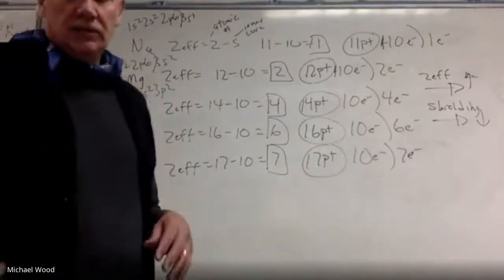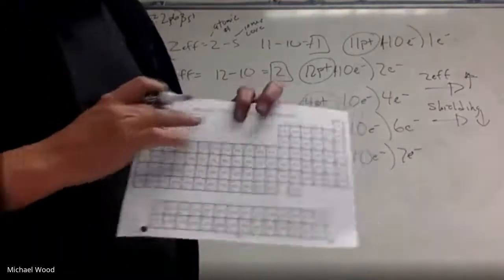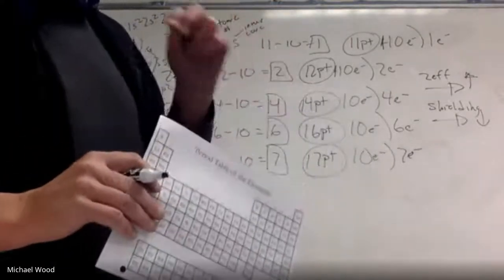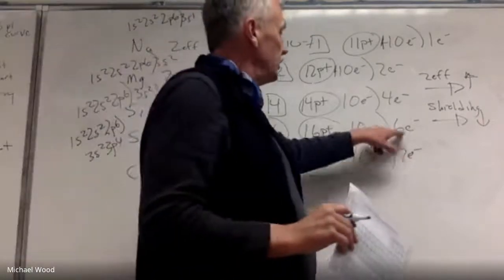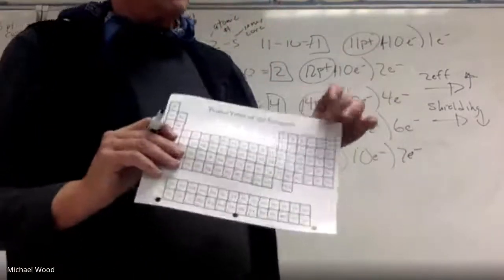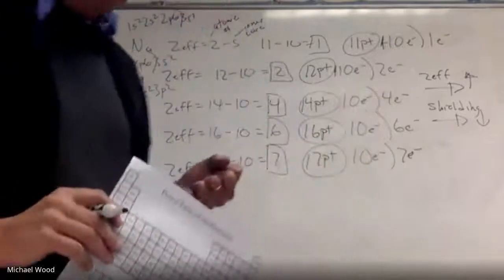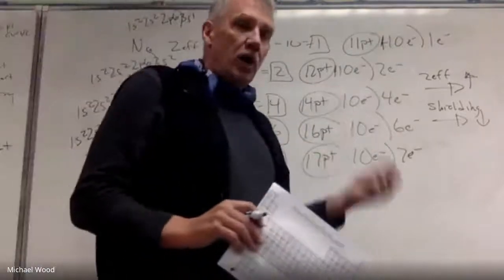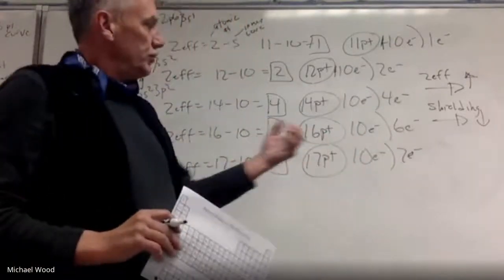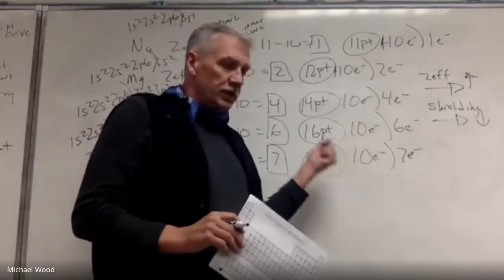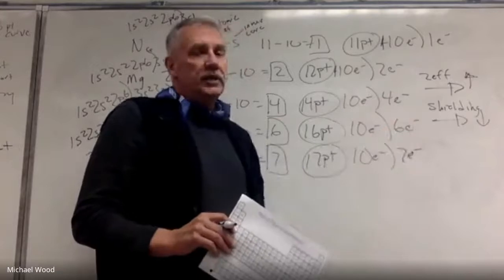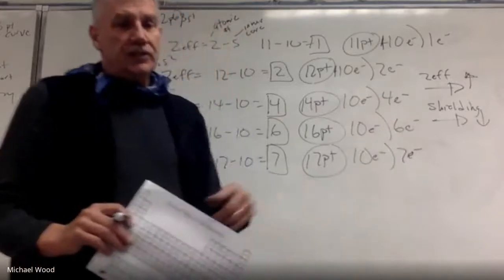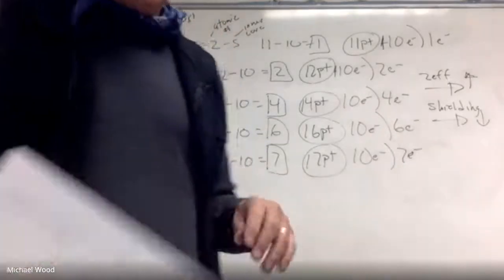What that means, as we go across a row, is that the effective nuclear charge is increasing. So these outer electrons on these elements, these nonmetals, are feeling more of a pull from the nucleus, which means they're going to make them smaller. They're going to pull those in. They're going to make them smaller, and they're going to make it harder to remove these outer electrons. Okay, so that's what I was talking about with Zeff.